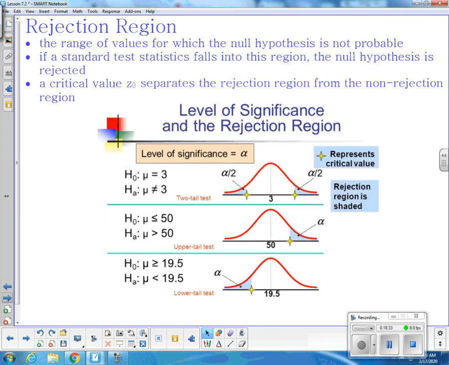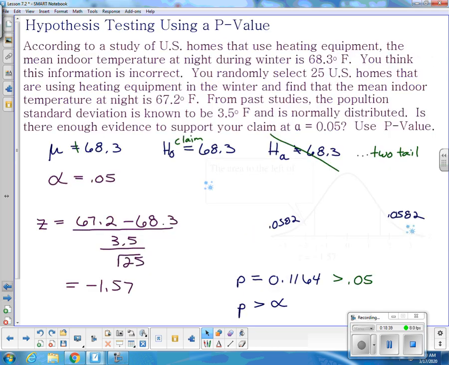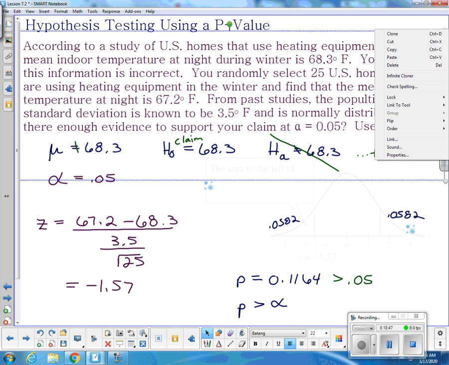Rejection region. So there's another way to do this without using the p-scores. First of all, let me go back real quick. Let me show you real quick how to do this with your calculator. I'm going to capture this question real quick. Put it on another slide.